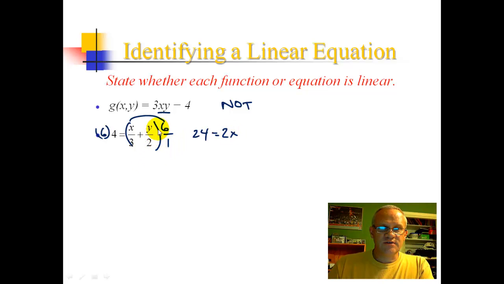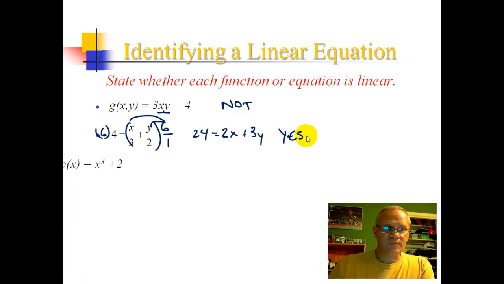And then when you take the 6 and distribute it to the y over 2, the 2 and the 6 there will cross cancel. The 2 will totally go away. The 6 will become a 3. So we have plus 3y. And if you notice, hey, that's 2x plus 3y equals 24. I took this and I changed it into standard form. So that means, yes, this is linear. Okay? So watch out for that.